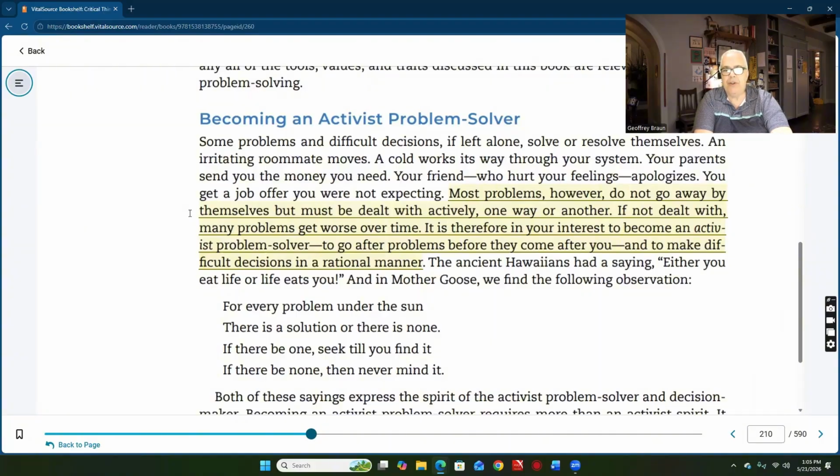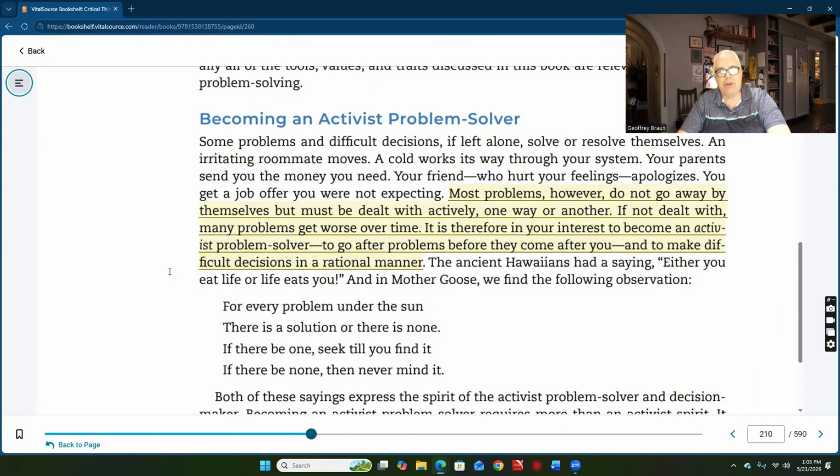It is therefore in your interest to become an activist problem solver. Let me just say it again. Activist problem solver, to go after problems before they come after you. Yes. And make difficult decisions in a rational manner. That's true.